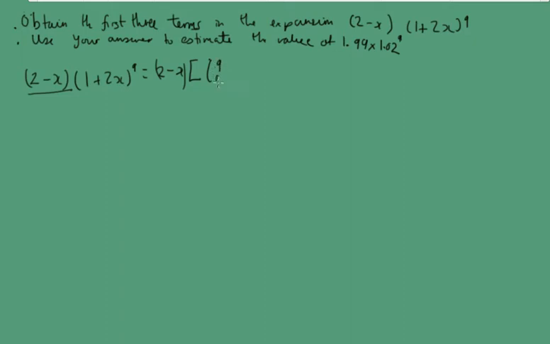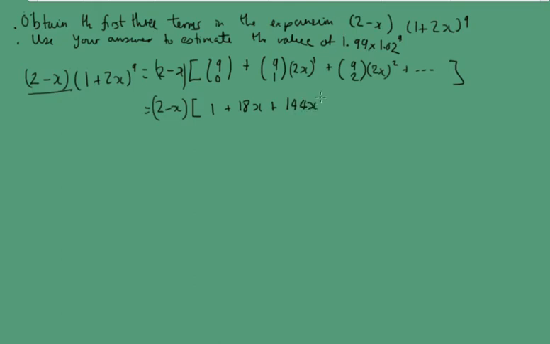So we'll have 9 choose 0, and then plus 9 choose 1 times 2x, plus 9 choose 2 times (2x) squared, plus, and we only want the first 3 terms. So we've got 2 minus x, and then plugging these into our calculator we get 1 plus 18x plus 144x squared plus.